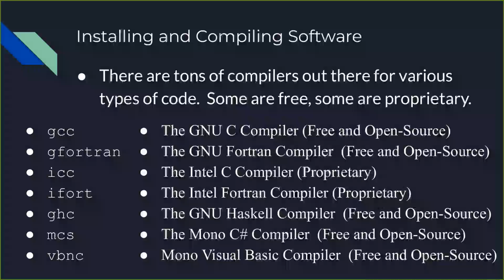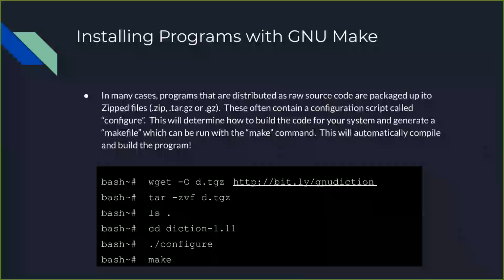And then there's also a market for proprietary and paid compilers, and Intel and the Portland Group seem to be the two big ones these days. ICC and iFort are the Intel C and Fortran compilers respectively, and there's PGICC and PGIFort for the Portland Group compilers, and there's a gigantic list of other ones. Usually every programming language comes with one or more of its own compilers.